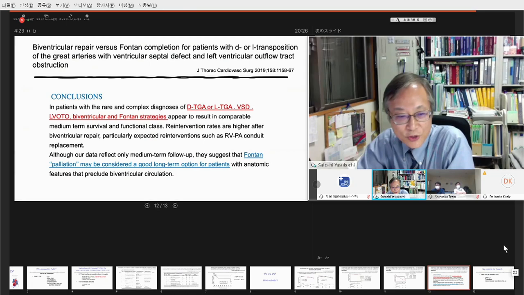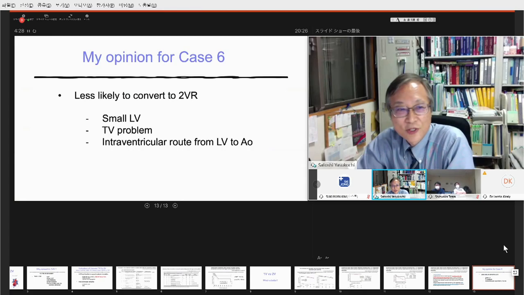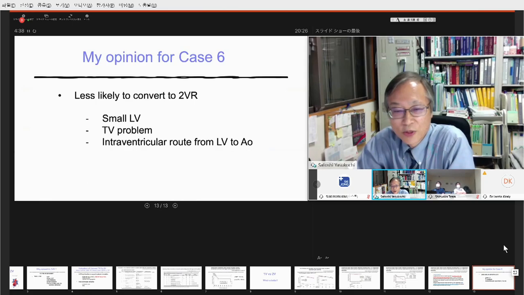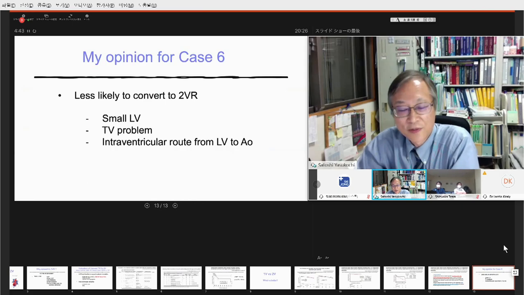So my opinion for case 6 is that it is less likely to be converted to biventricular repair because of the small LV and tricuspid valve problems, and also some issues with the intraventricular route from the LV to the aorta, because I don't know the positioning and the size of the VSD yet. So this is my comment for case 6.